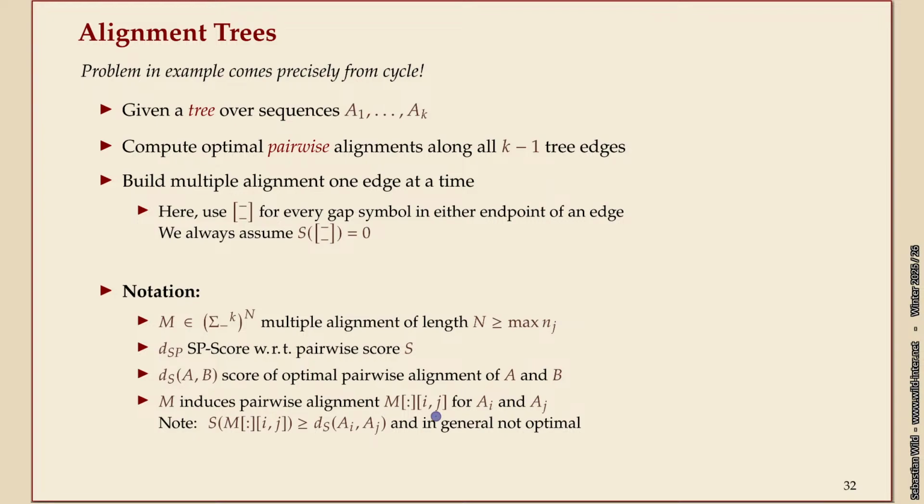And then here's what I mentioned earlier. If you have some multiple alignment, you can just take 2 of the rows and ignore the rest. That is a valid alignment for AI and AJ if you ignore these double gapped columns. And the score of these 2 rows will never be better than the optimal alignment, but at least it's some alignment. Okay?